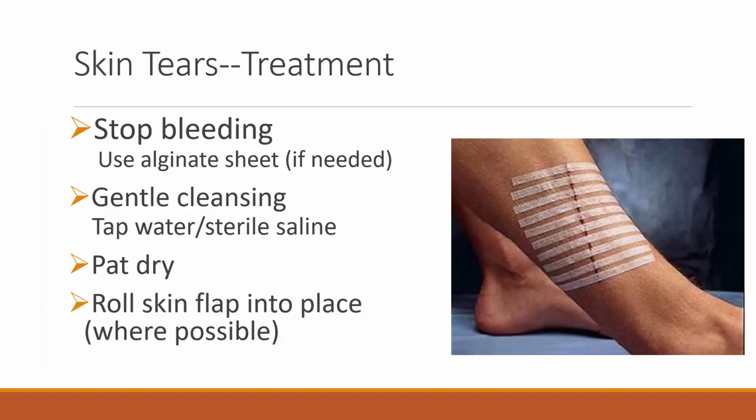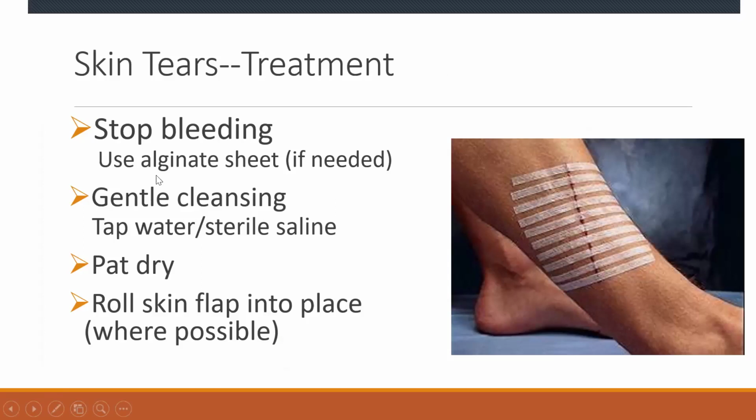So the treatment first is you stop the bleeding. And if there's a lot of bleeding, you need to consider an alginate sheet to help stop the bleeding. And normally clean the wound, you just gently use tap water or normal saline, and just use any cloth to pat dry. And if the skin is back, you have to roll the skin back. Okay. Then put on the tiny strip.